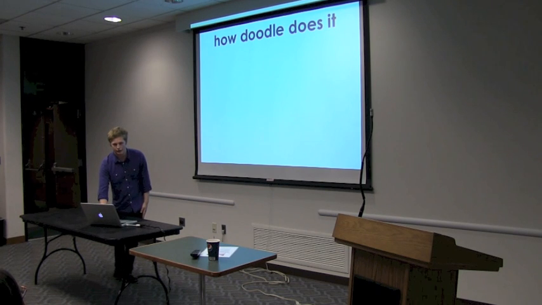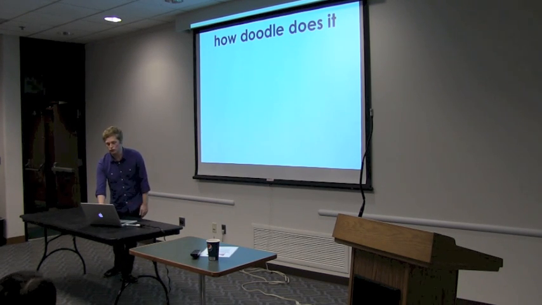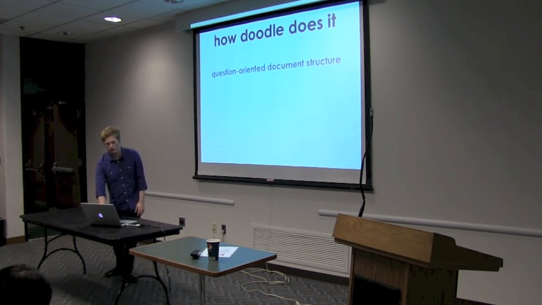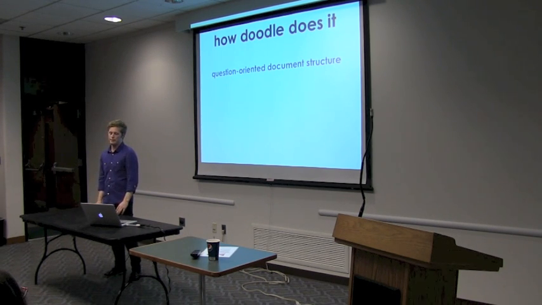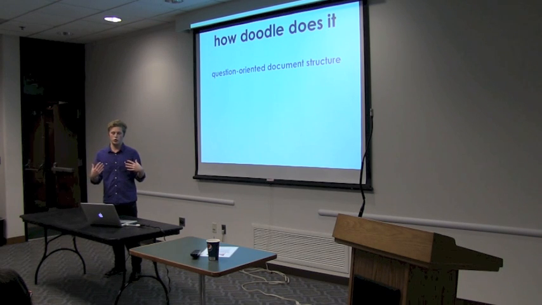So how does Do or Die actually use it to actually save these doodles? That's where it gets interesting. We call our model of saving data question-oriented. What we mean is that inside of the application, we want to be able to answer questions. When someone logs in, the question is, who has these authentication credentials?